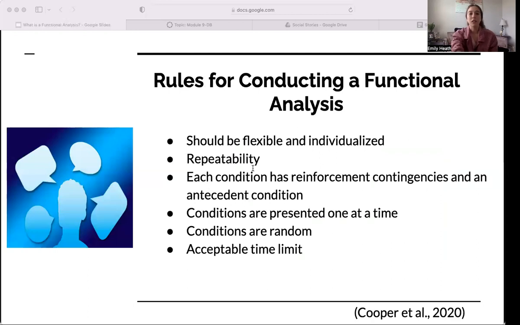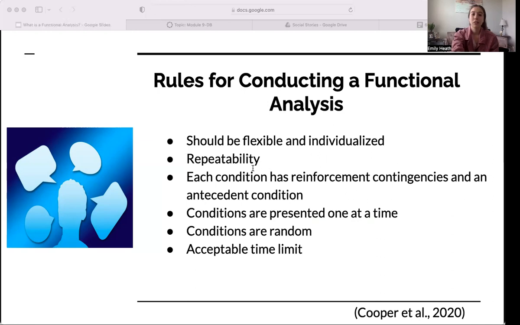There is no standard FA procedure. There are guidelines that should be followed, but not one set in stone way to test a hypothesized function. So each FA should be individualized to the client and flexible to change should it be necessary. Each condition should also be repeated to determine which condition the problem behavior occurs in the most. Each condition must have a reinforcement contingency and an antecedent condition.